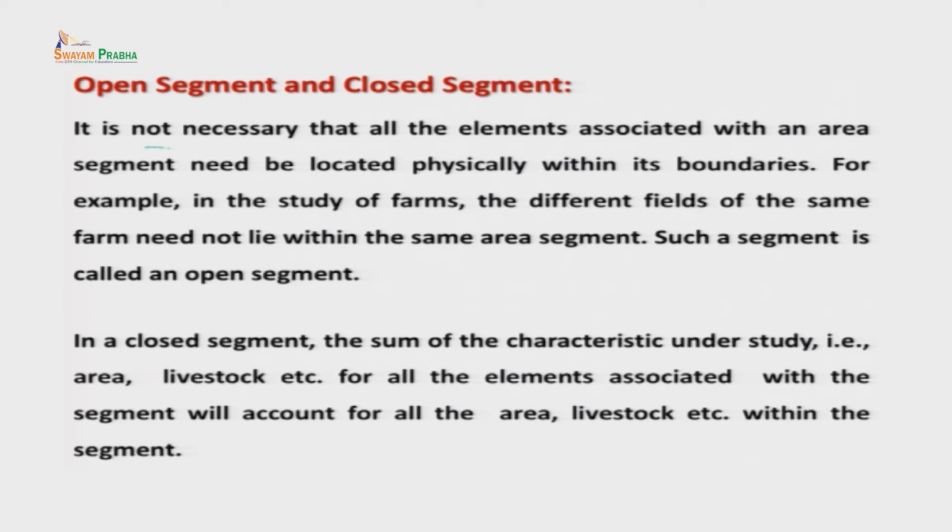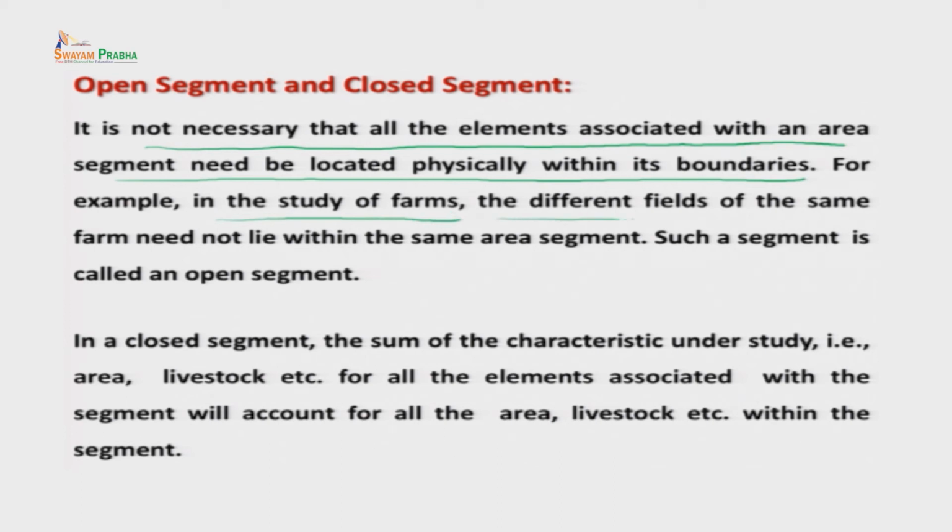When it is not necessary that all the elements associated with an area segment be located physically within its boundary, right? For example, as I discussed, when we are trying to study the farms, the different fields of the same farm need not lie within the same area segment. And in such a case, we say that this is an open segment, that all the areas are not lying within the same area segment.